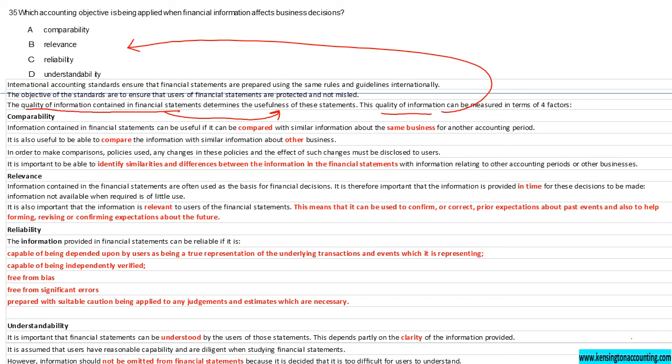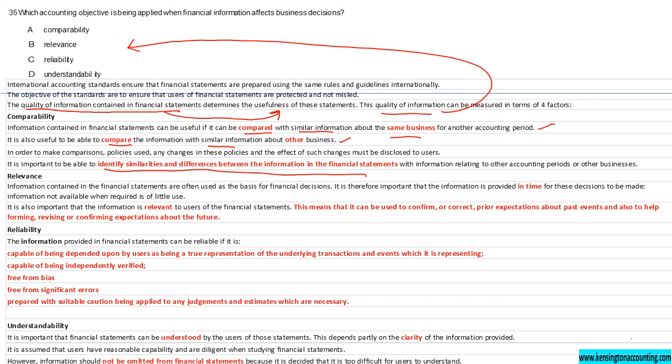Comparability, essentially, we are talking about financial information that could be compared for the same business, so comparison of financial information for the same business for different accounting periods, or comparing similar information for different types of businesses. And essentially it helps users to identify similarities and differences between financial statements so that they have a better understanding of changes in the financial statements for the same business and also between different businesses.